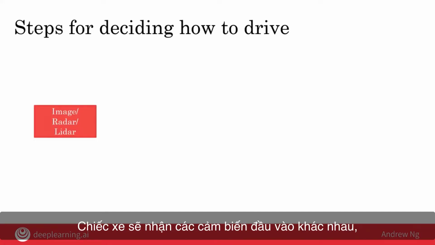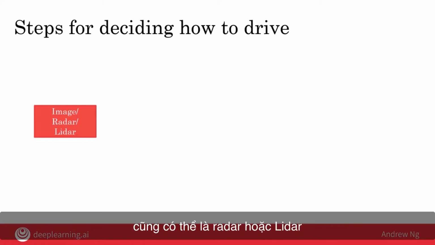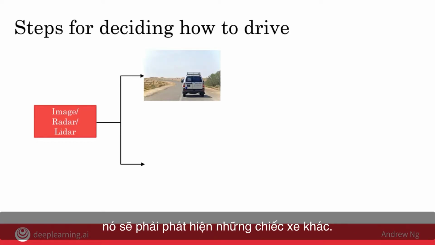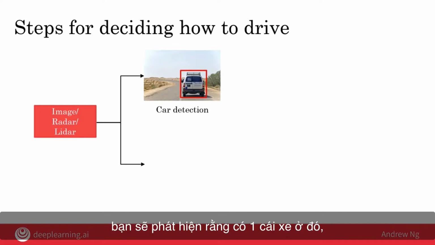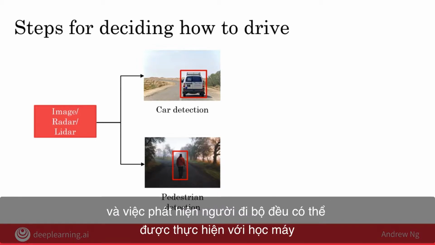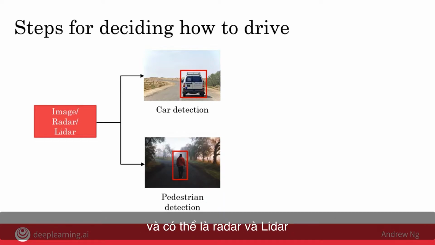The car will take as input various sensors, such as pictures of what's in front of the car or to the sides or behind, as well as maybe radar or LiDAR, meaning laser sensor readings. Given this input of a picture and maybe other things, it then has to detect other cars. So given that, hopefully you'll figure out there's a car there, as well as where are the pedestrians, because we want to avoid other cars as well as avoid pedestrians. Both car detection and pedestrian detection can be done with machine learning using input-output or A to B mappings that takes as input the picture and maybe radar and LiDAR sensor inputs and tells us where are the other cars and pedestrians.